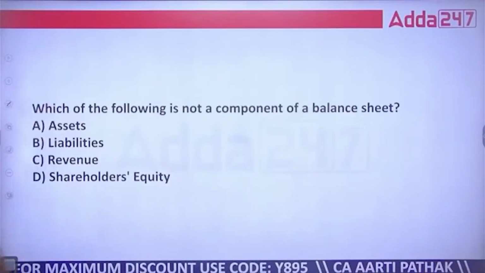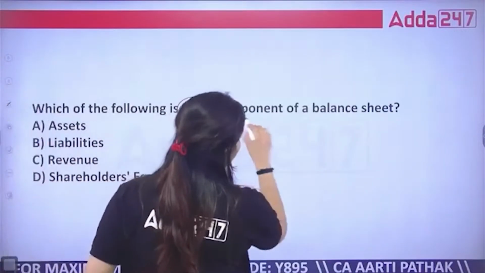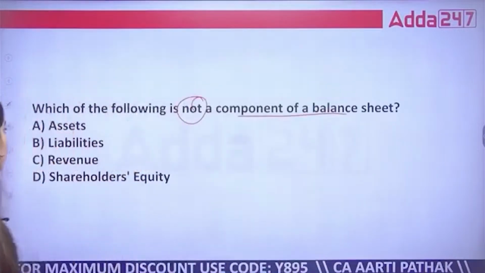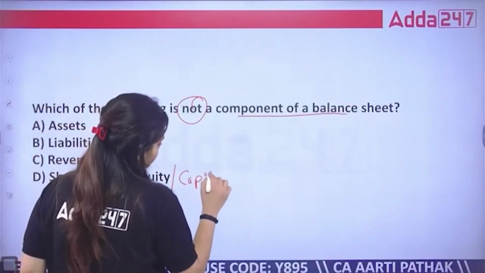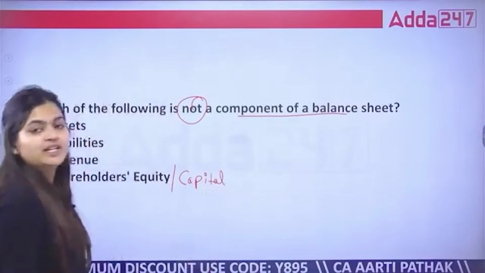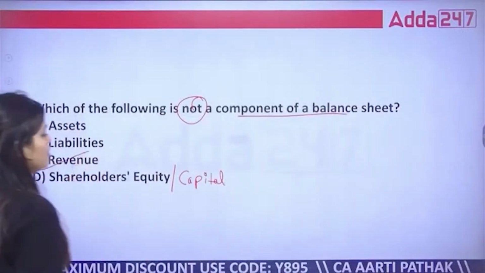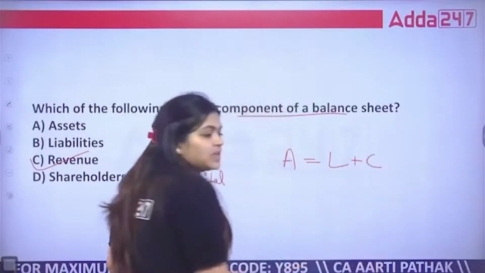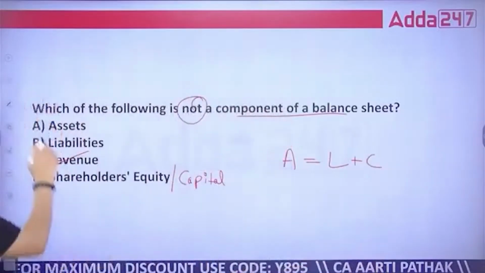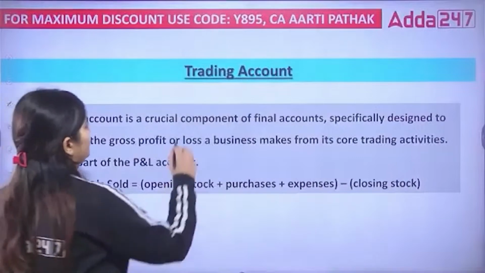Then, which of the following is not a component of a balance sheet equation? Balance sheet: assets, liabilities, revenue, shareholders' equity, or you can say capital. So which one is the odd one out here? Revenue. What is your equation? Assets equal to liabilities plus capital. This is the equation. Let's start with the very first type of account.